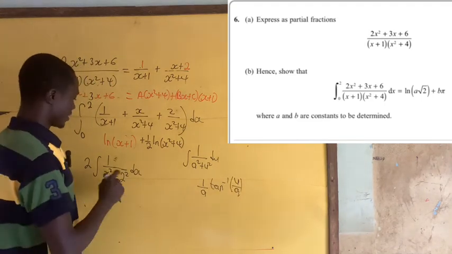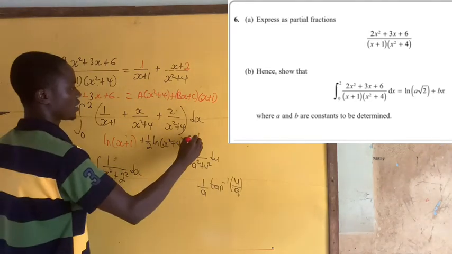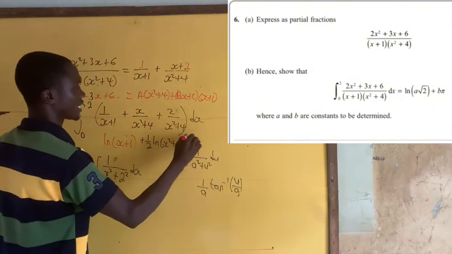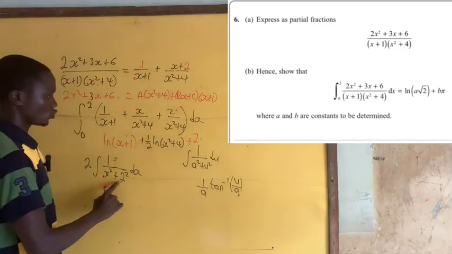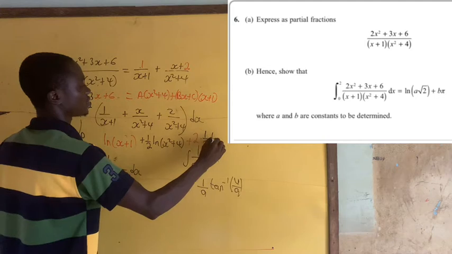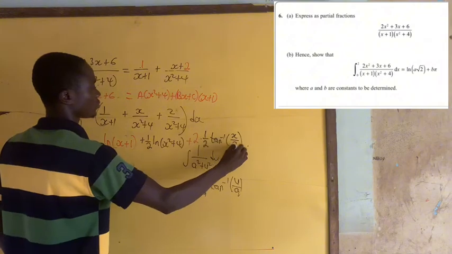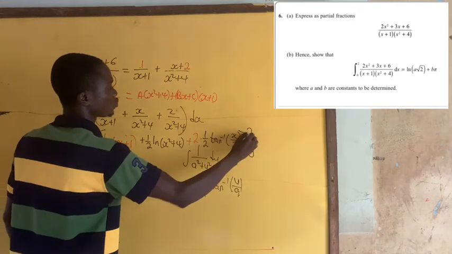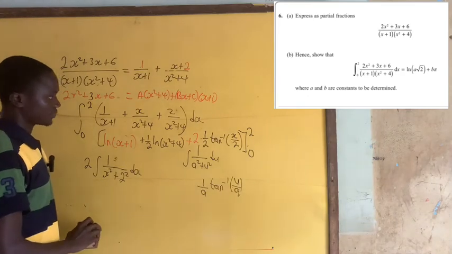So here, this one is going to give us plus 1 on 2. Sorry, we have a constant 2 there. This 2 times 1 on a is 1 on 2. So we pick here 1 on 2 times tangent inverse of x on 2. Then we bring the limit from 0 up to 2. I think we are almost done with that. That's correct.